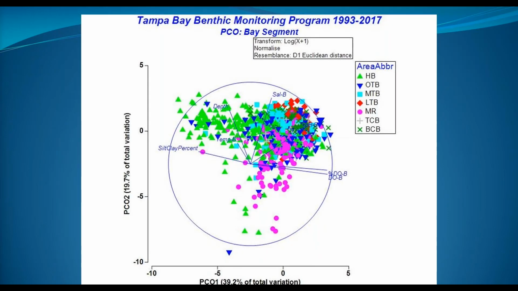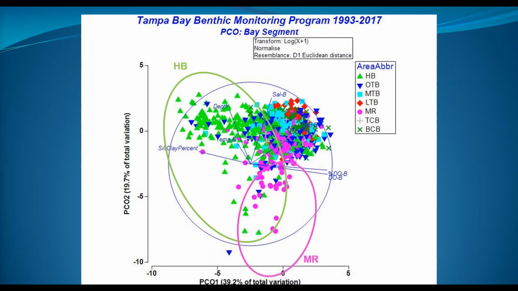Next slide. Trying to summarize all the physical parameters that we look at, the hydrographic and the sediment silt clay, I ran a principal coordinate analysis, and you can see that the sampling points are color-coded by their bay segments, and you can see that the bay segments separate out based on their physical parameters.